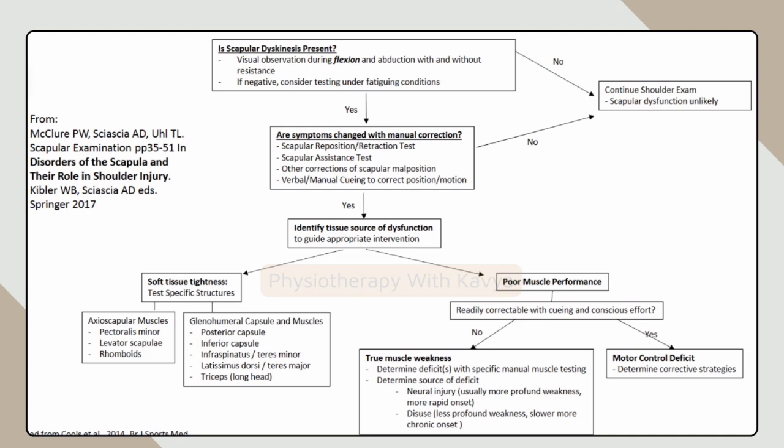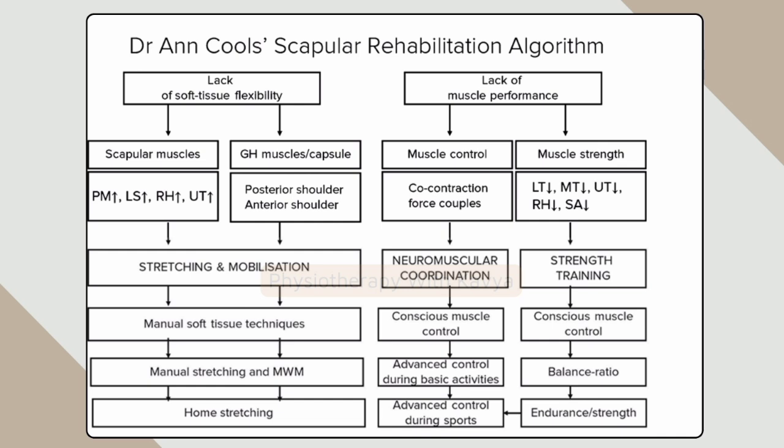If it is readily correctable with cueing and conscious effort, then we consider it a motor control deficit and determine corrective strategies. If not, then there might be true muscle weakness due to neural injury or disuse atrophy. Now that we have identified the tissue source of scapular dysfunction, we can put the patient on Dr. Ann Kibler's scapular rehabilitation algorithm.